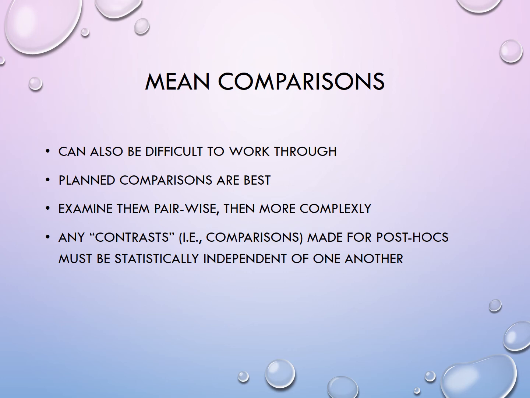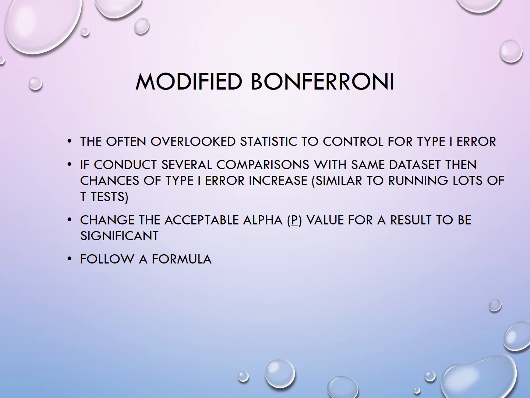This is why planned comparisons are considered the best approach. But contrasts that are pairwise and kind of post hoc are also common for people to do. One of the problems you can run into here is that you're running so many comparisons between different mean scores that you start to capitalize on chance. And so what many people do is something called a modified Bonferroni. It's sometimes overlooked, but you'll find it commonly in the literature in psychology. It's a way to control for type 1 error.